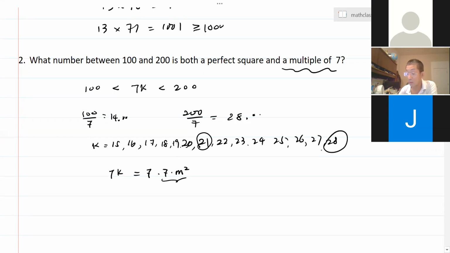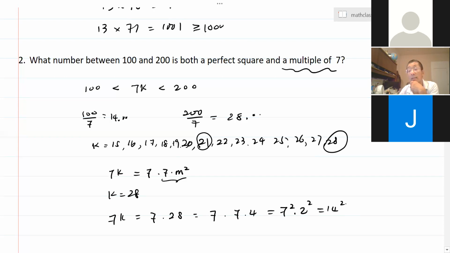So when k is 28, 7k is going to be 7 times 28. 28 is 7 times 4, so it's 7 squared times 2 squared, which is 14 squared, okay? So there's only one number here, which is a perfect square.